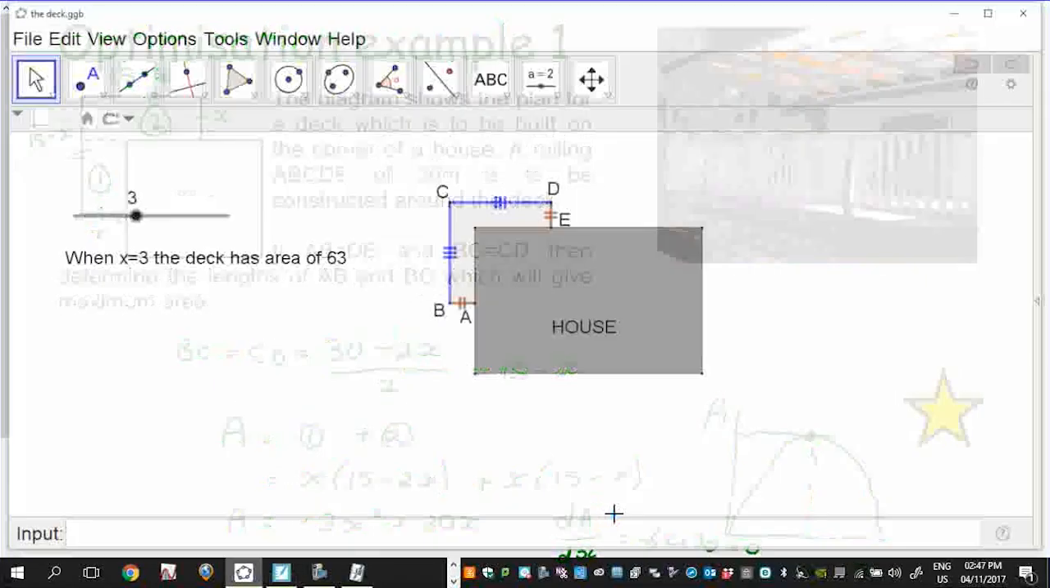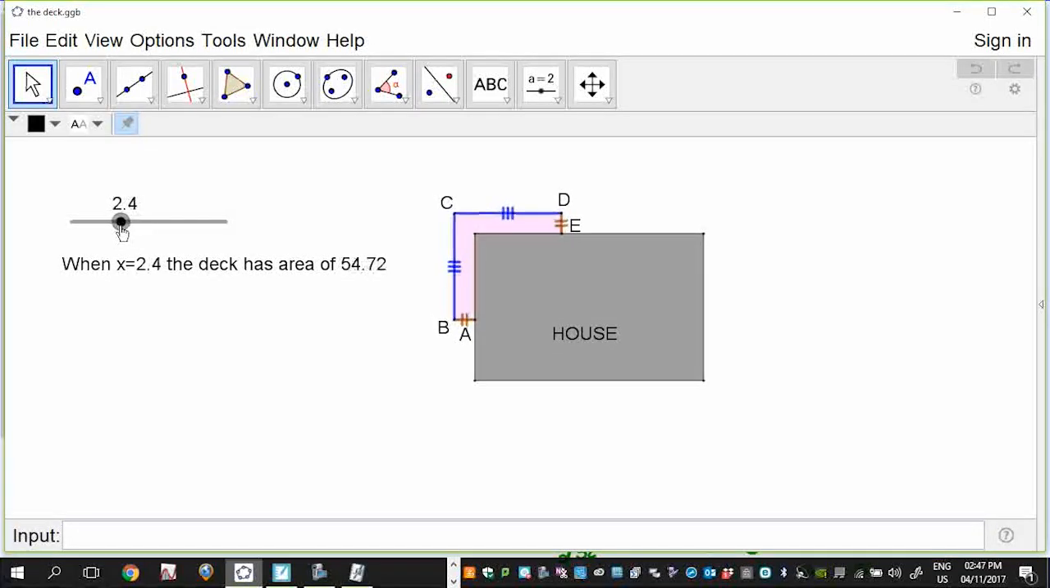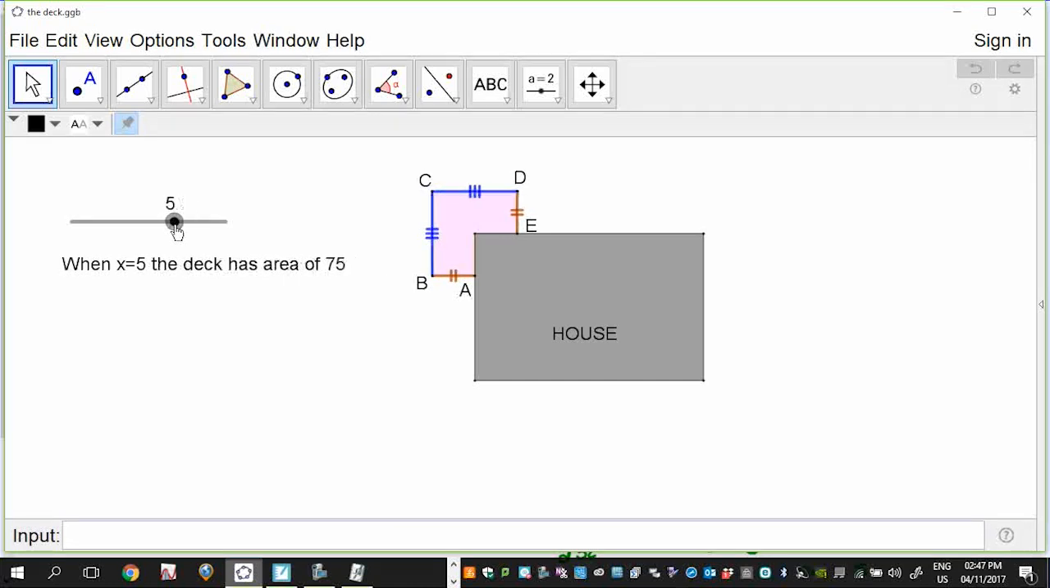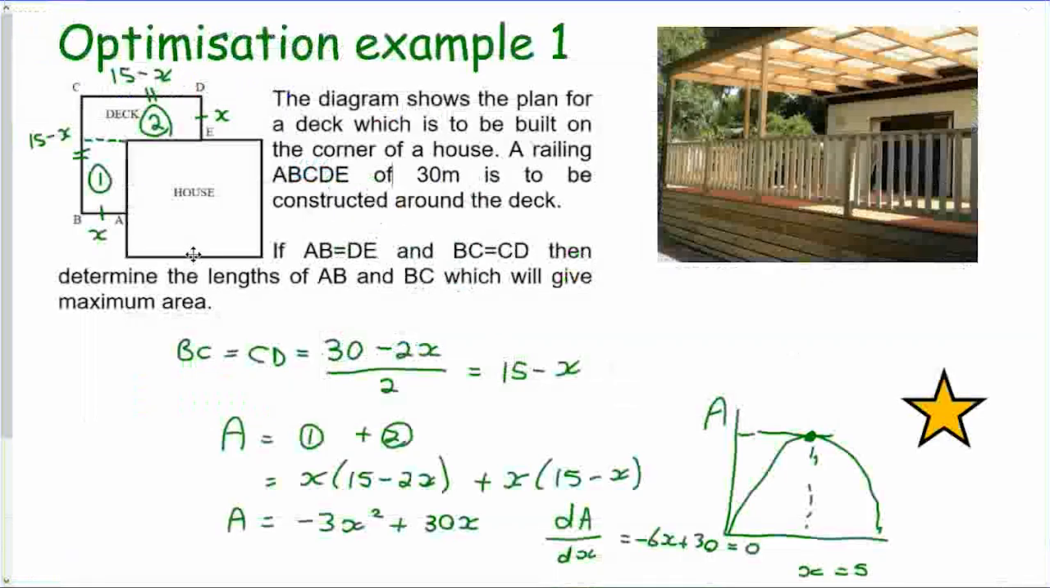What I've done here is a little simulation of this, and I'll just show you that that is in fact the case. Notice that the area at the moment is 63 meters squared when x is 3. If I make x even smaller, the area gets even smaller. If I make x a bit bigger, you'll notice the area is growing happily, and it grows up to an area of 75 when x is 5. After that, it starts to shrink again.